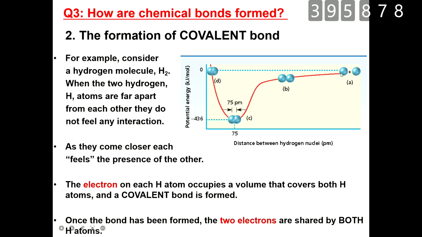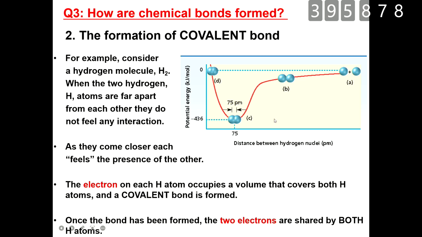When they get closer, they can feel the presence of each other, and the energy will decrease. And when the distance is like this, here it is 35 pm, they have lost energy. In this position, when the distance is like this, we say they form the covalent bond.